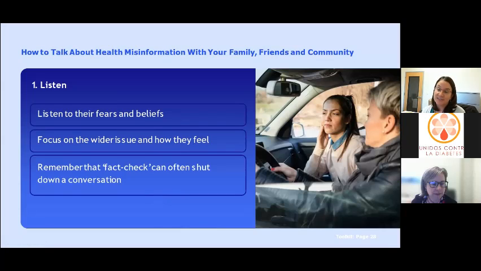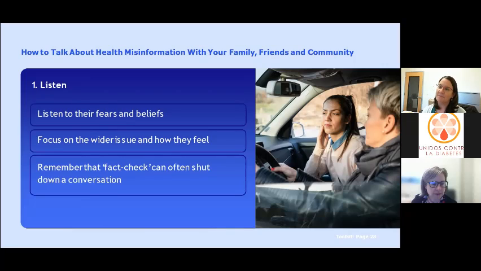So the first recommendation is, of course, just to listen, to start by listening. Pause, take a deep breath, take a step back, and just try to get an understanding of the person's fears and beliefs. Where are they coming from? Try to focus on the bigger issue and to hone in on how they feel about it. There's a lot of emotion around some of these topics that can be very controversial, politicized. So just try to understand their feelings and perspectives about it.